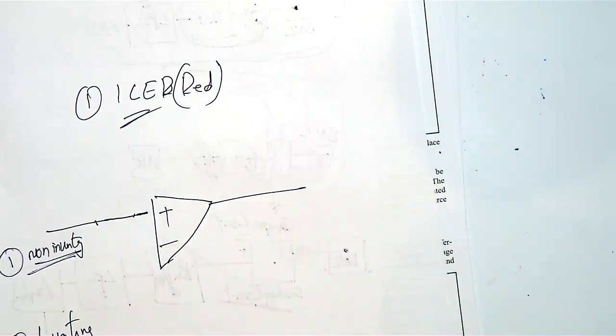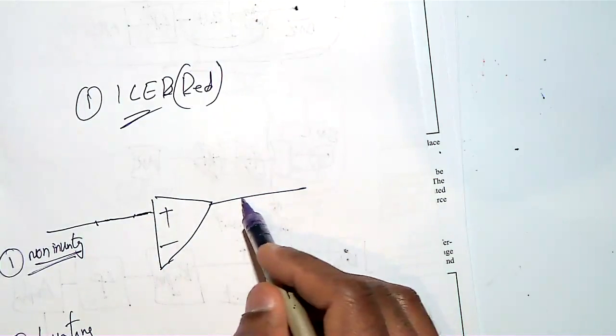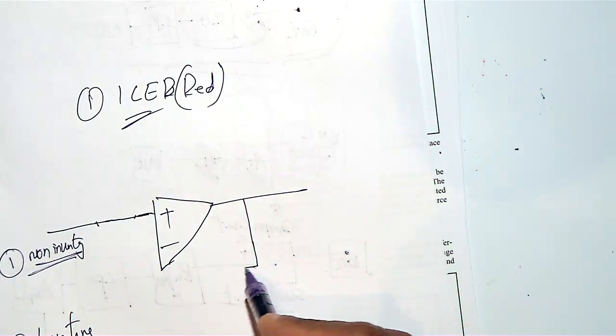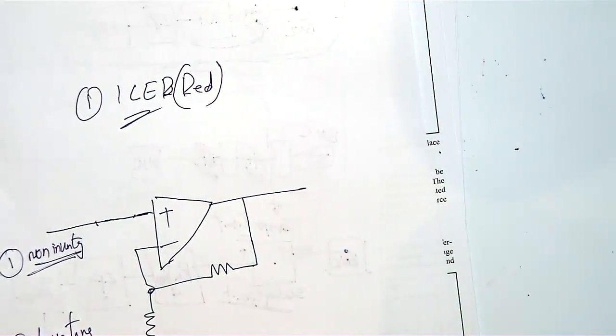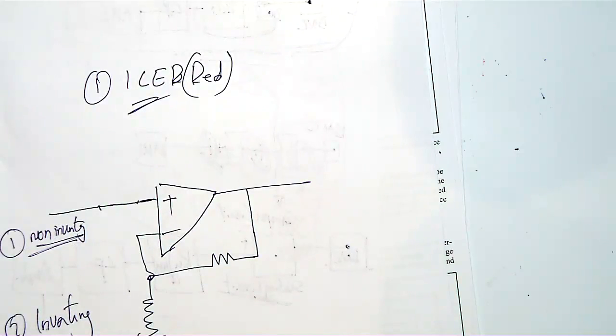Then how will I be connecting the feedback? Do you remember the non-inverting amplifier? Yeah, I will be connecting the signal here, and then from here a resistor, then coming here, something like this. So this is a non-inverting amplifier.